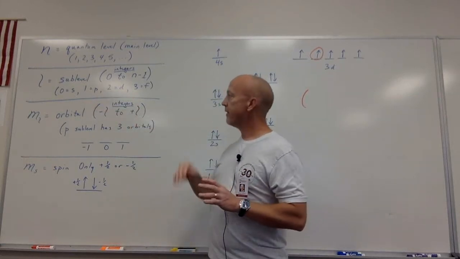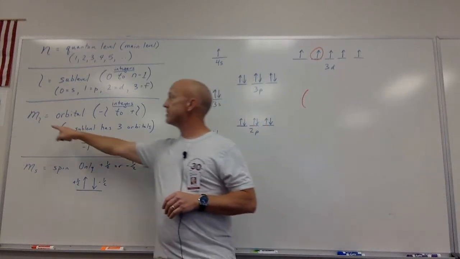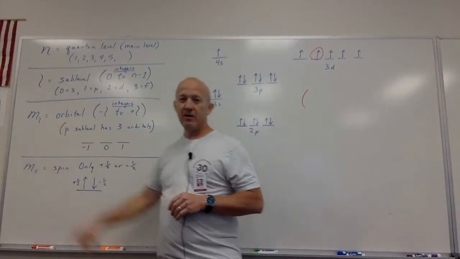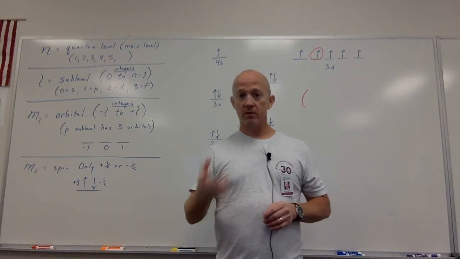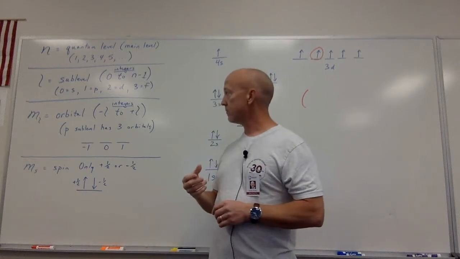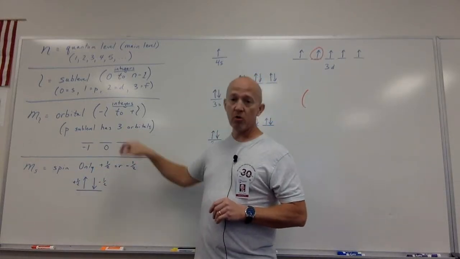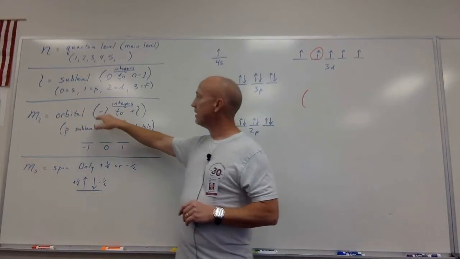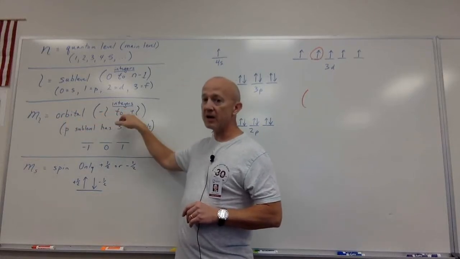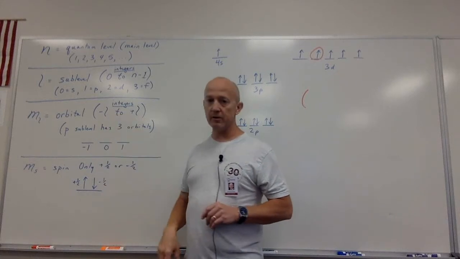Hope so. The next number, the third in our set of 4 numbers, is m sub l. Now, you could really think of this as the particular orbital that that electron finds itself in. All right, remember that, for example, the p sublevel has 3 orbitals, right? So the orbital number can be anything from negative l to positive l. All the integers from negative l to positive l.